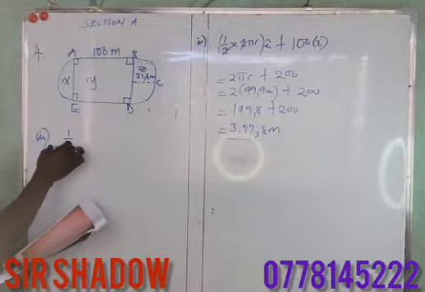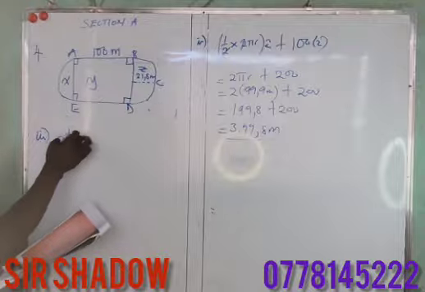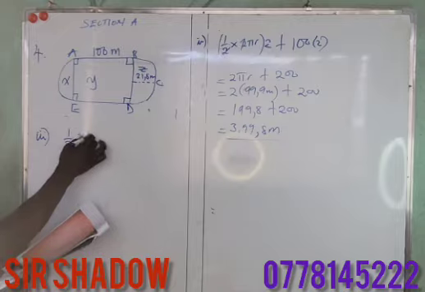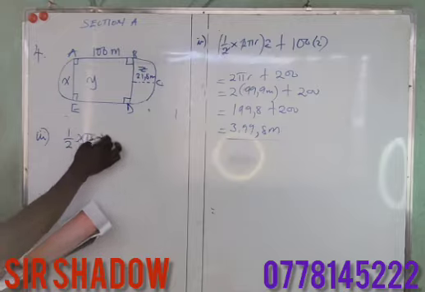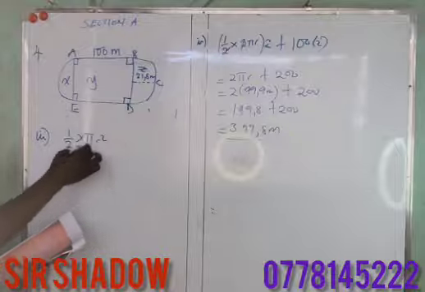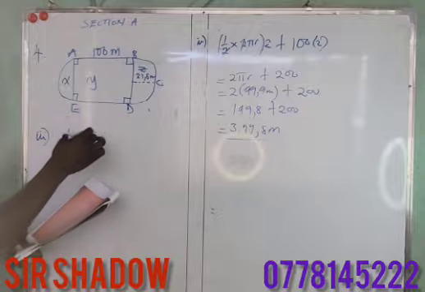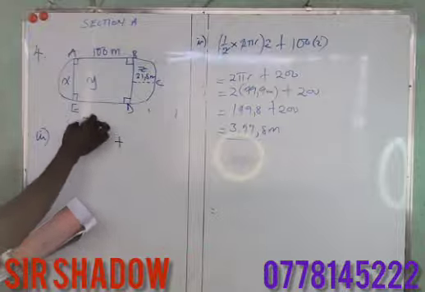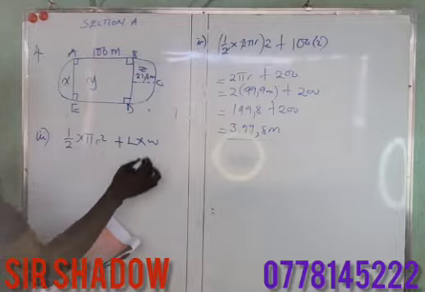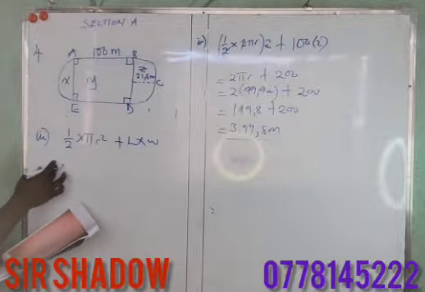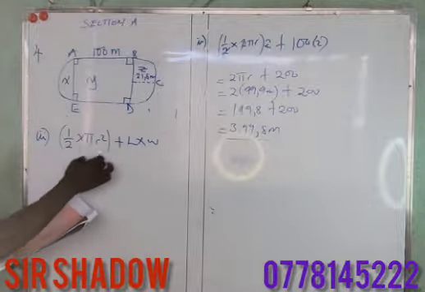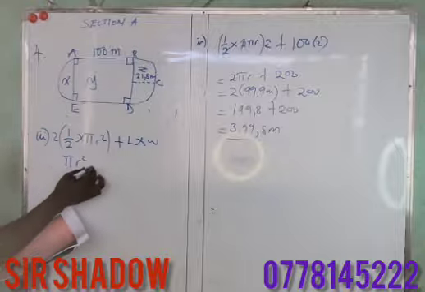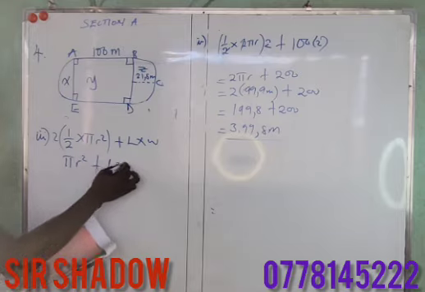So we say half of this area, which is half of pi r squared, plus length by width. Half of pi r squared, but this one is multiplied by 2 since we have two semicircles. So that gives us pi r squared plus length times width.